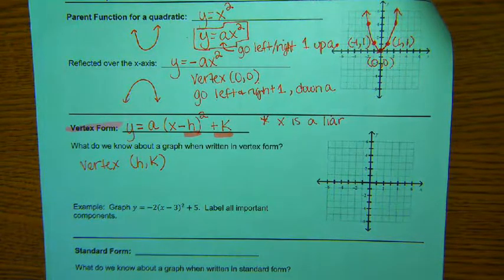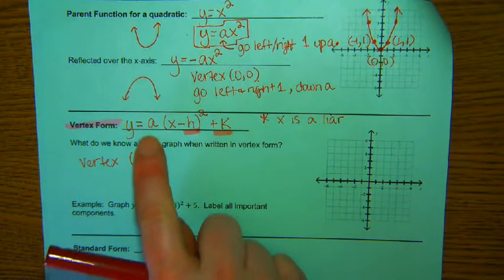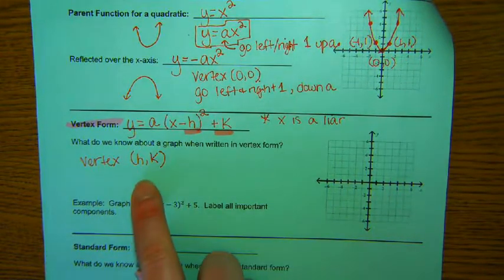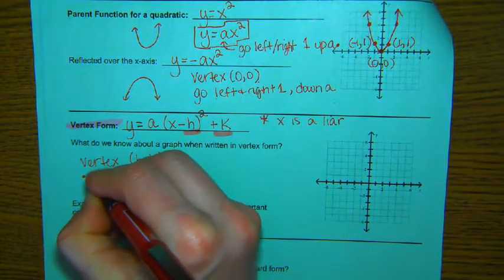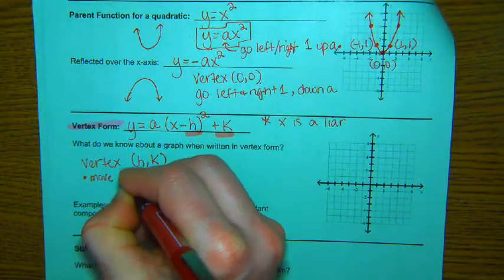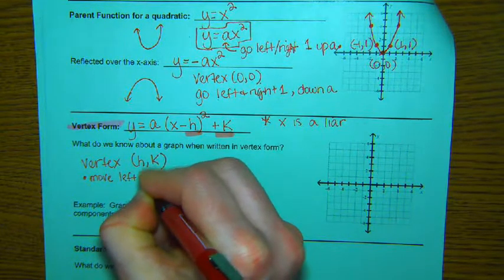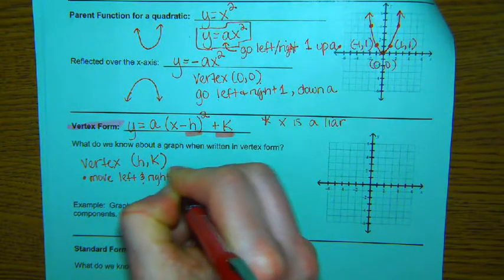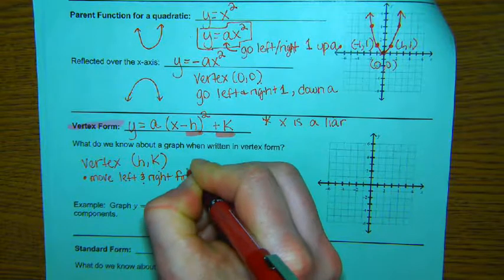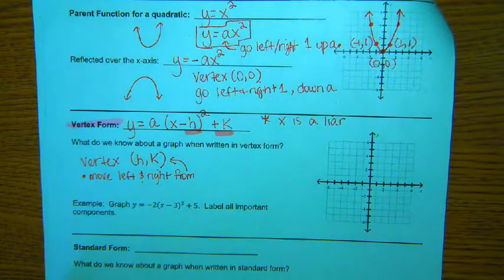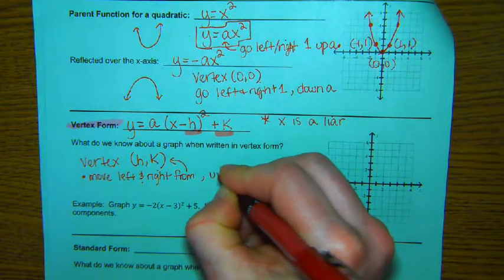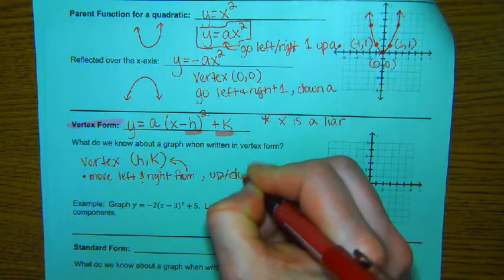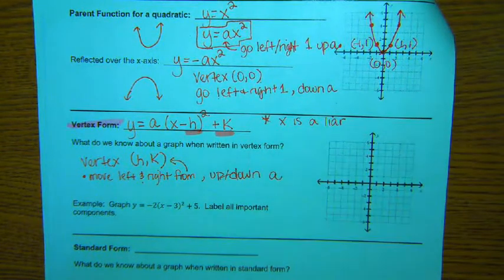What else do we know? Well, this doesn't start at 0, 0, but we can still use A because we are going to go from the vertex. We are going to move left and right from, I'm going to draw an arrow so I don't have to write it out, from h, k, and we are going to go up or down A from that. Sorry about that. Up or down A.